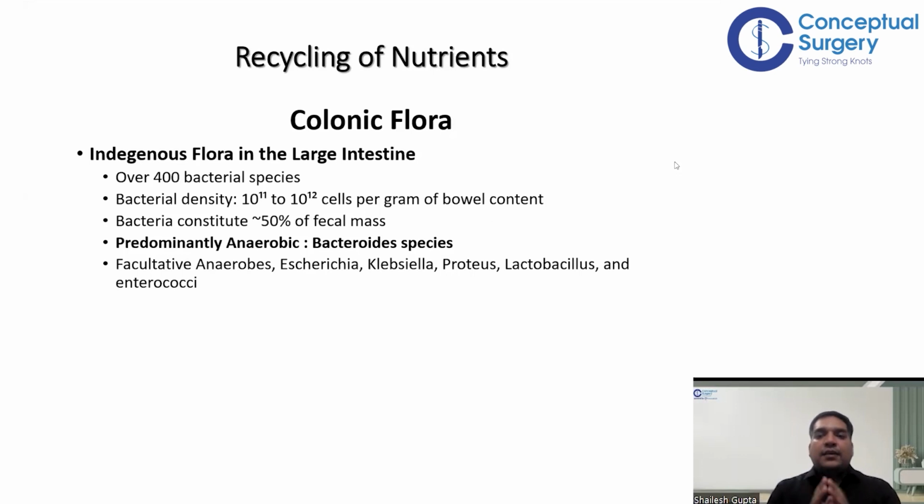It is seen that more than 400 bacterial species are there in the colon, and bacterial density is quite high, as high as 10^11 to 10^12 per gram of the bowel content. Bacteria constitute 50% of the fecal mass. This is quite high. Basically 50% of mass of feces is bacteria, and this can be your MCQ. सबसे commonly species कौन सी मिलती है feces के अंदर? Answer is Bacteroides species. This is most commonly found in the colon, right? Along with the Bacteroides, there could be facultative anaerobes, there could be E. coli, Klebsiella, Proteus, Lactobacillus, and Enterococci. So along with that, these are also seen.